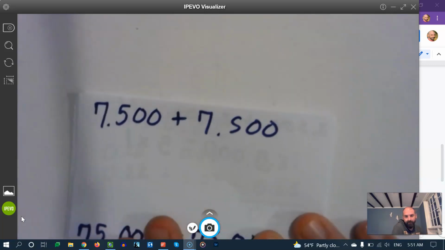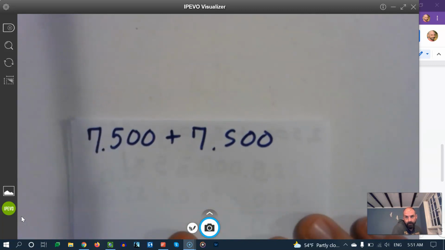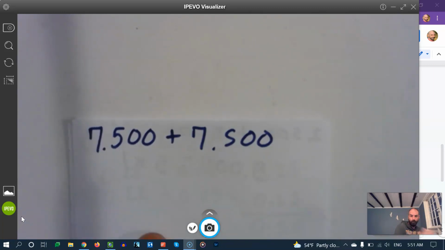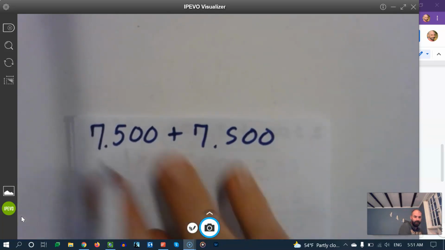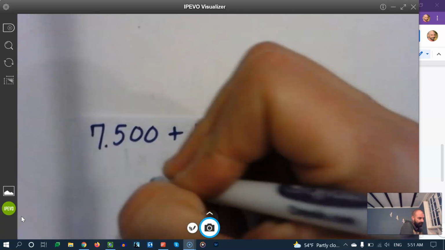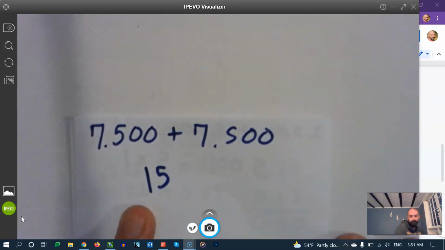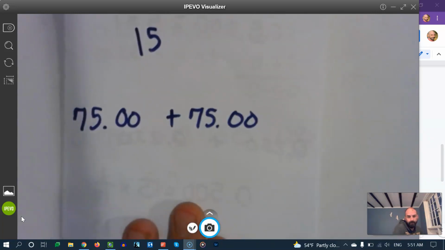Let's see what's next. What about 7 and 500 thousandths plus 7 and 500 thousandths? Our last one was 1 and 500 thousandths. Those numbers are shifting because our addends shifted, so that's going to give me 15. 7.5 plus 7.5 equals 15. Let's see what's next. We have 75 plus 75.